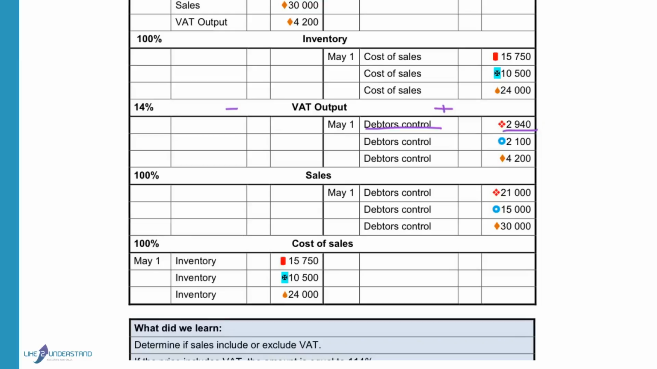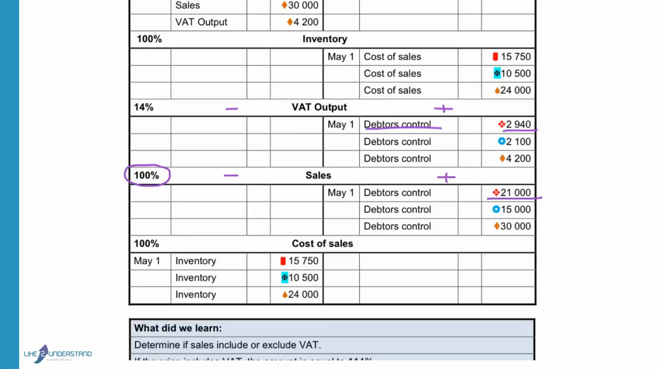Sales is an income. Income increases on the credit side and decreases on the debit side. The sales increase with the 21,000. That means in the sales account, you're not allowed to have more than 100%. So there can never be VAT included in the sales account. Because the VAT is paid over to SARS, it does not form part of the income of the business. The amounts in the sales account and then the cost of sales account are the amounts that will be transferred to your income statement to calculate the profits.